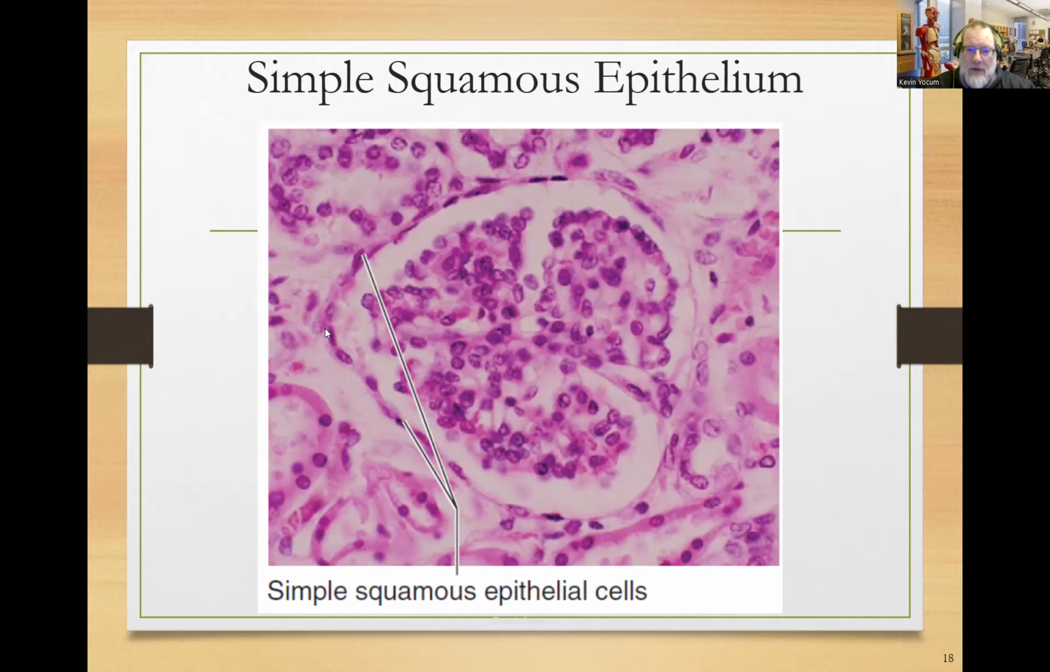So these look very flat. You don't really see much in the way of cytoplasm. Whereas up here, these look like there's some cytoplasm. The nucleus is circular. There's some, like I say, cytoplasm. It can make it a little puffier.